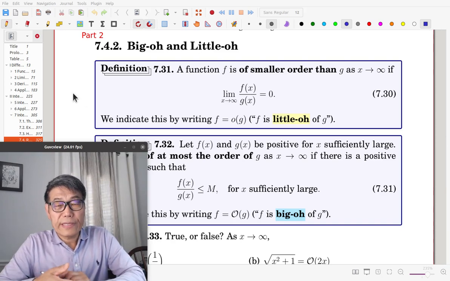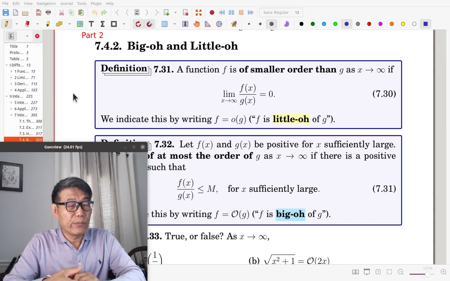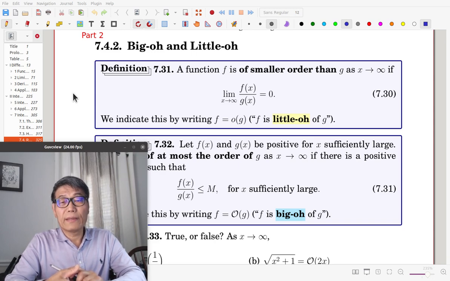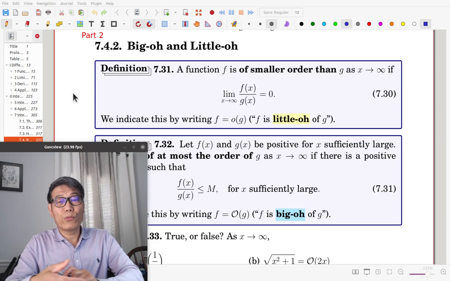Now it is the second part of section 7.4. In the first part, we defined grow faster, grow slower, but these terms are a little bit ambiguous. Here we'll define more specific terms so that if the terms are said, then everybody can understand what they are.